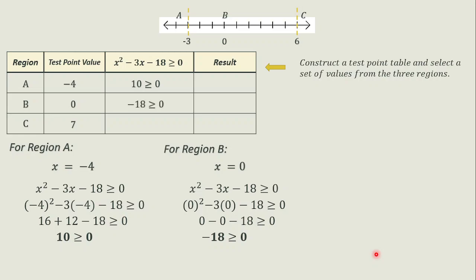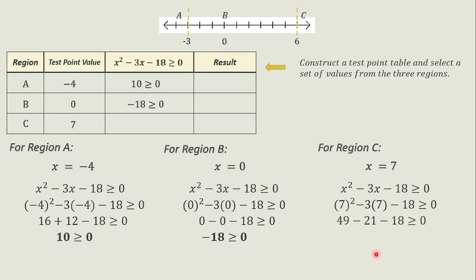Then lastly, for region C, we have let x is equals to 7. Copy the quadratic inequality, substitute the value, so 7 squared. The answer is 49. Negative 3 times 7, the answer is negative 21. Copy negative 18 is greater than or equal to 0. 49 minus 21, the answer is 28. 28 minus 18, the result will be 10 is greater than or equal to 0. Then, i-copy ulit natin sa test point table.